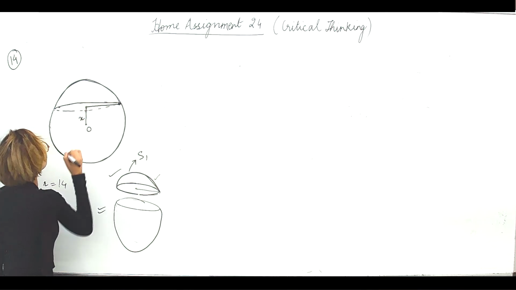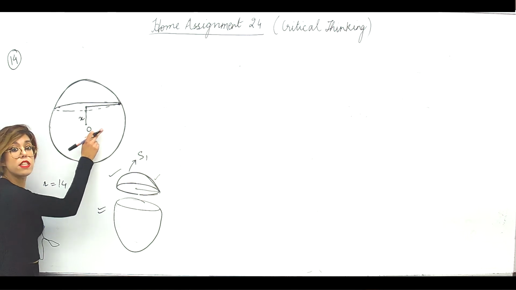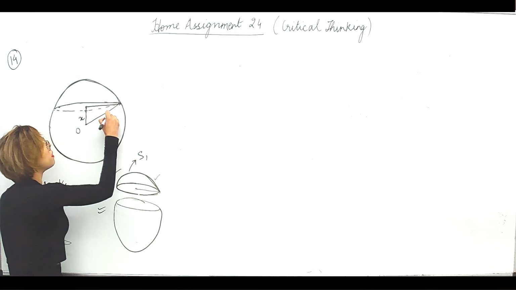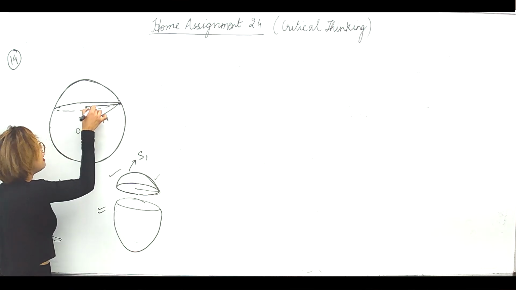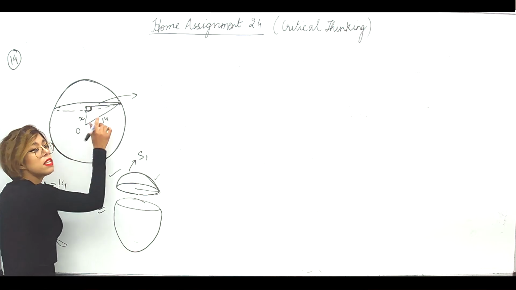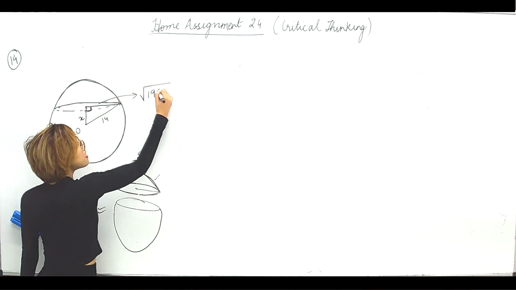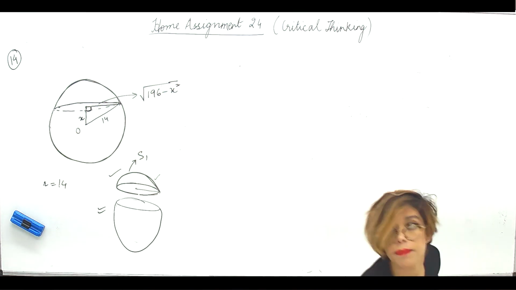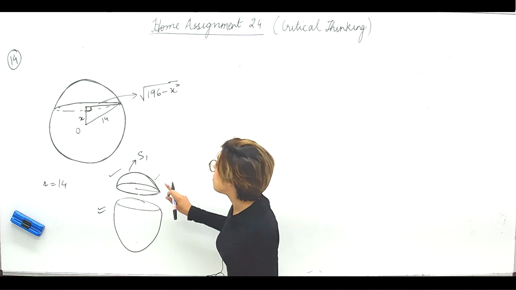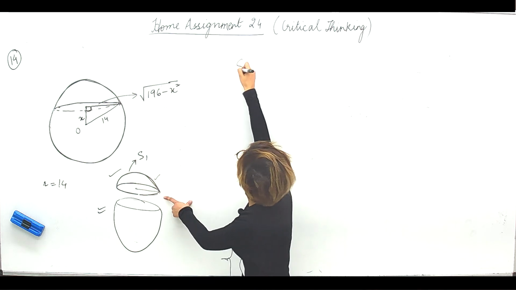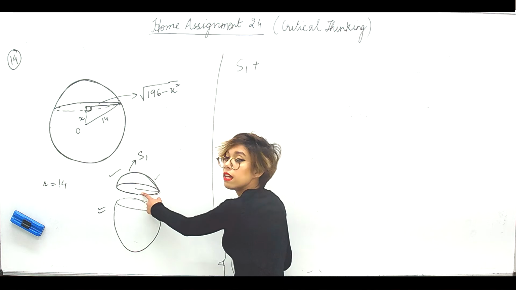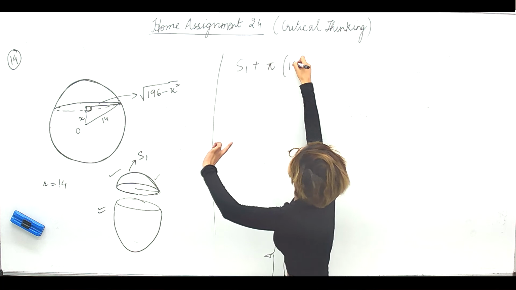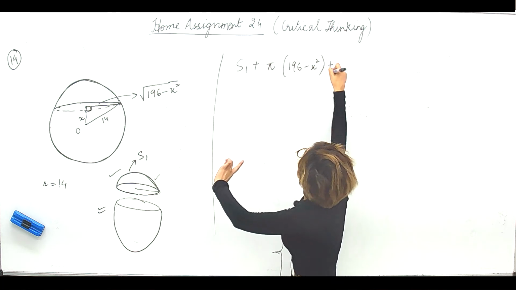Now what else do I know? I know that the radius of the sphere is 14. If I join, this is 14 and this is obviously 90 degrees. That means this radius is nothing but square root of 196 minus x square. So I know the radius. Let me write the surface area of this: S1 curved surface area plus the area of this circle, pi r square, so pi into 196 minus x square.